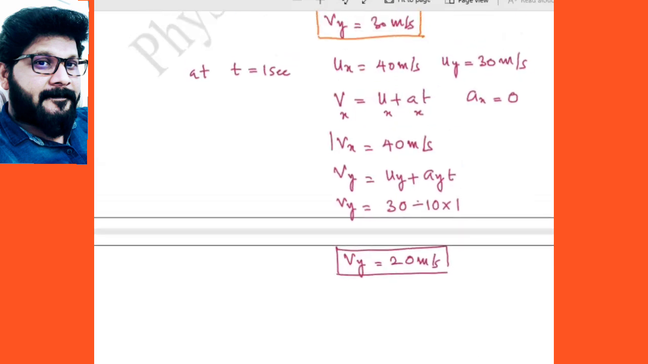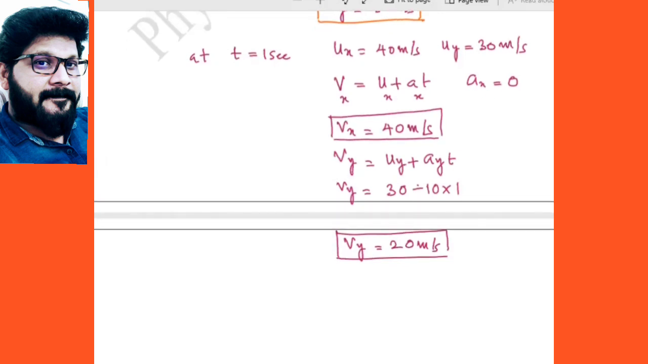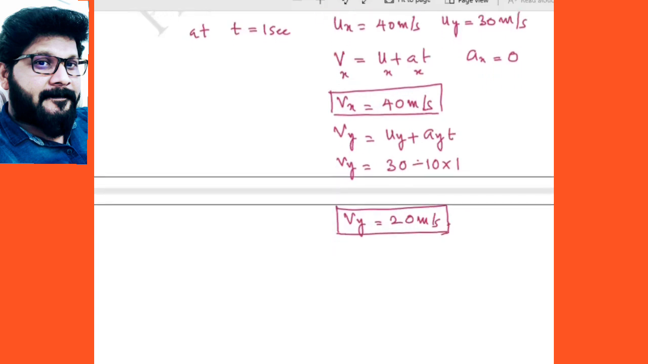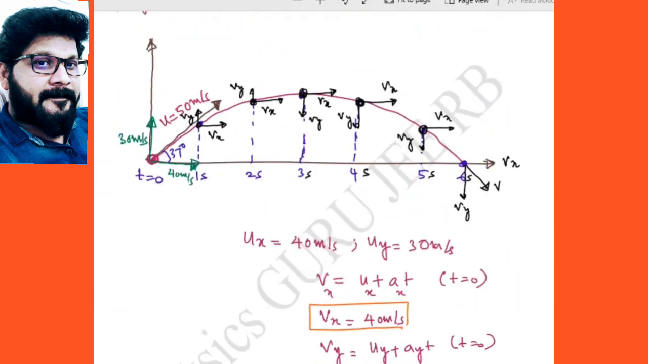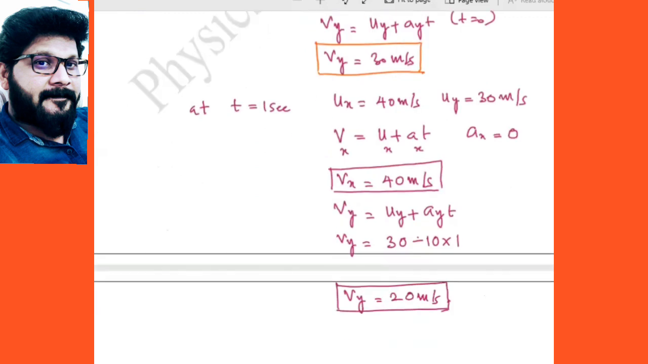So Vx, that is horizontal velocity, is not changing, but the Vy is decreasing. Very interesting thing here, it is decreased. Next, if I come here, Vx is the same, there is no change, 40 meter per second. And Vy is 20 meter per second after 1 second.